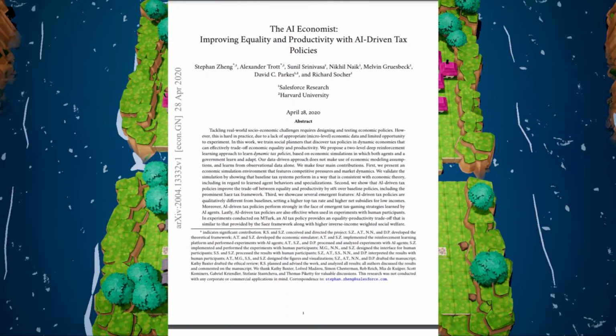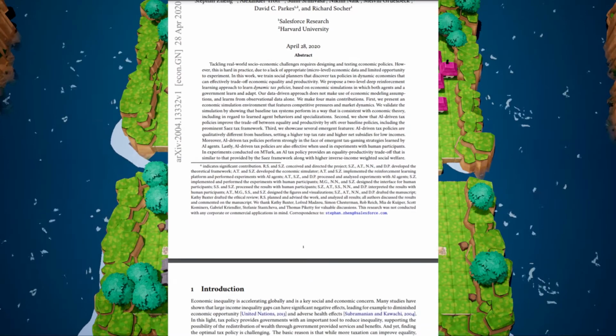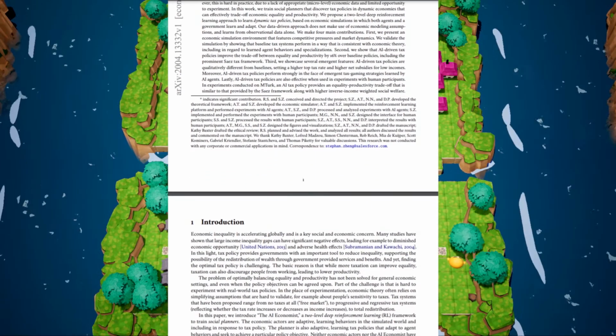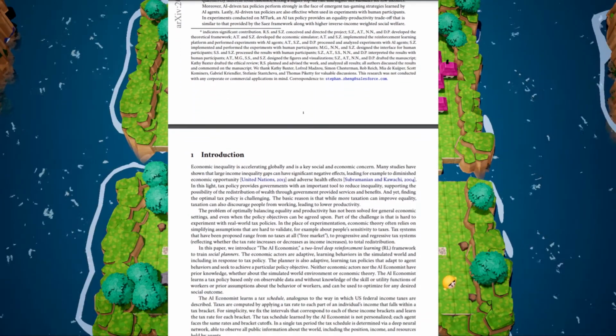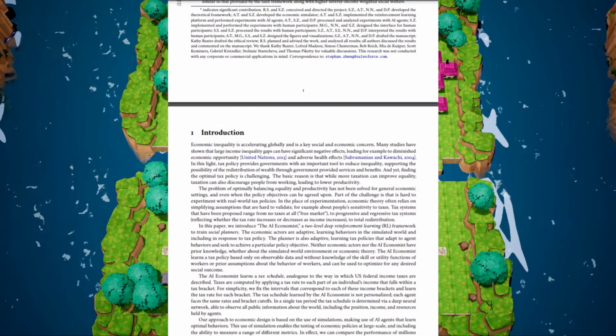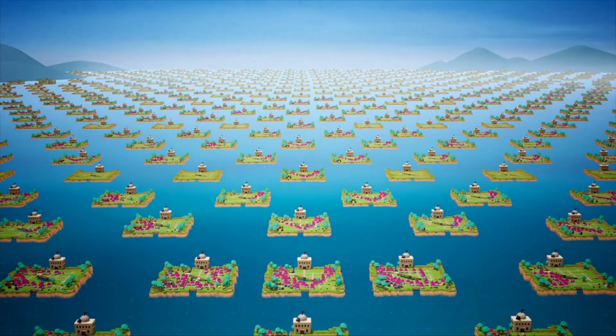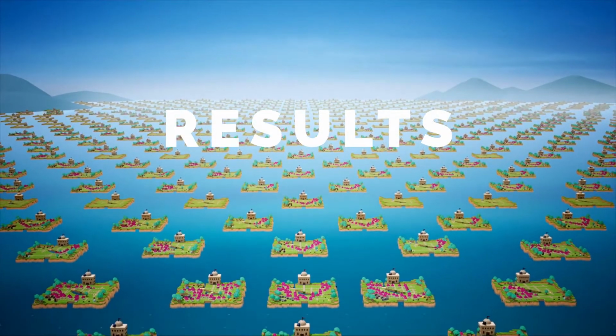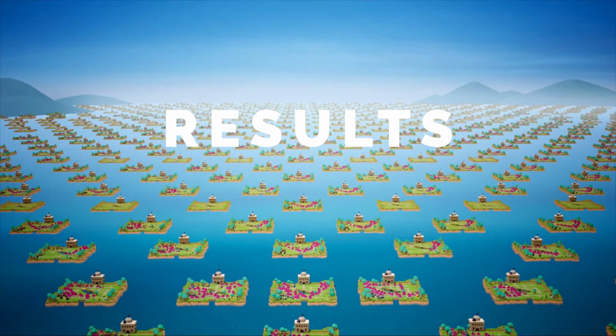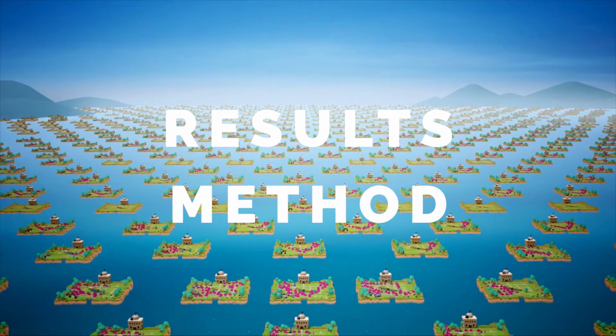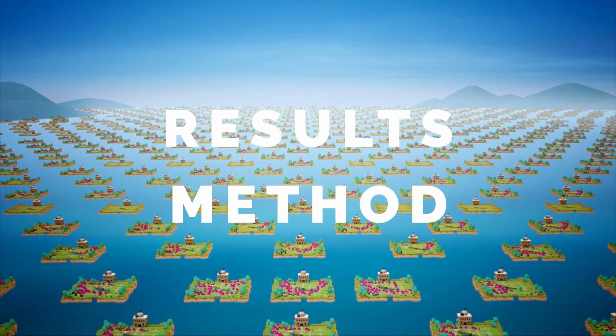This paper might give us a valuable insight into what our future taxes might look like and how they will be designed. I will go over some of the most interesting aspects of this paper, such as the results of using this AI economist's tax policy and how it can create such incredible results.